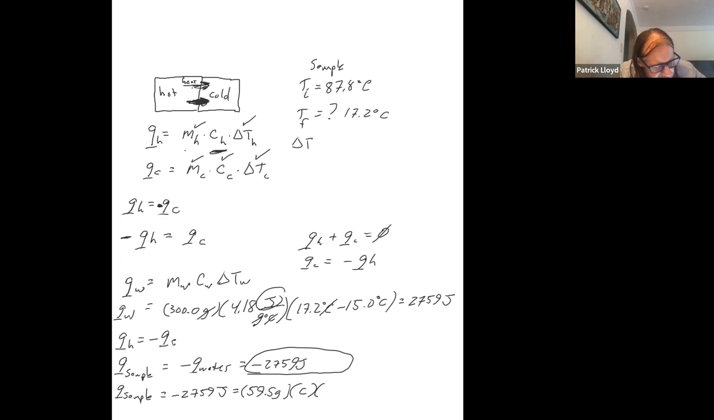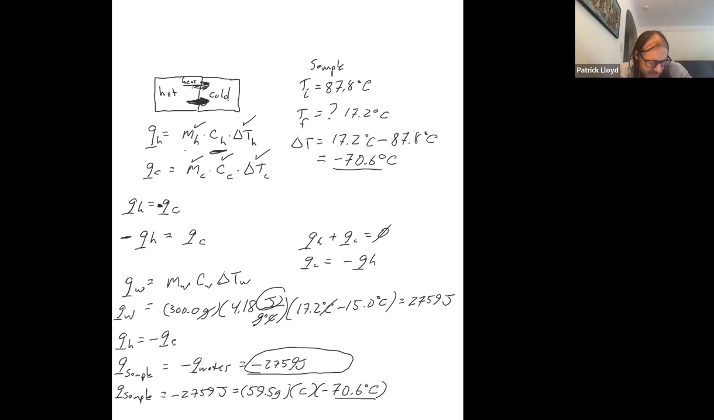So delta T is 17.2 minus 87.8. Now that's going to give you a negative number. You're going to get 17.2 minus 87.8, but that's because it's getting colder. If something's getting colder, it's going to be a negative change in temperature. Let's make sure that you're seeing this. There we go. Let me make this a little bit bigger for myself so that we can see it. There we go. Okay, so minus 70.6 goes here.